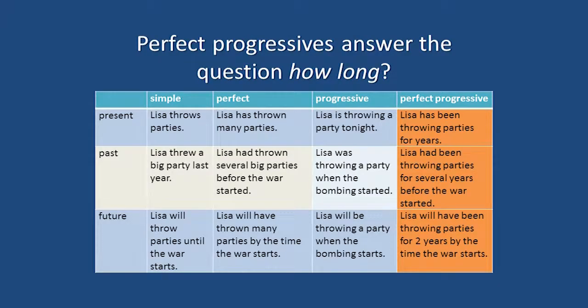Okay, let's look at the perfect progressive forms now. These are used to tell how long something has been going on. Lisa had been throwing parties for several years before the war started. Perfect progressives have this one function: to answer the question how long. They're relatively infrequent, so let's take them away.